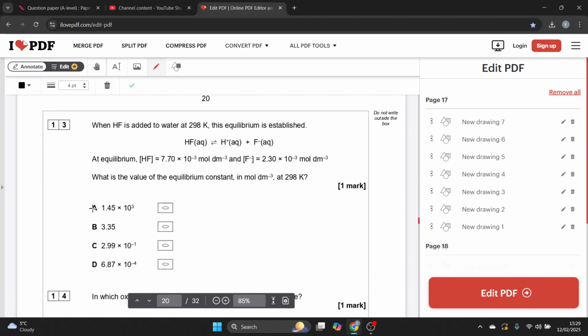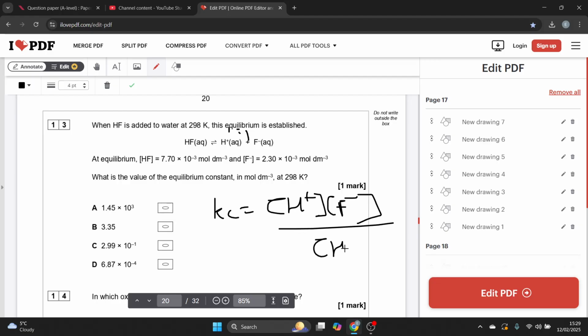Question 13. When HF is added to water at 290 Kelvin, an equilibrium is established. At equilibrium, the concentration of H+ is the same as the concentration of F minus. What is the value of the equilibrium constant? I can see from here that it's 1 to 1. So Kc equals the concentration of H+ times the concentration of F minus, divided by the concentration of HF. But because it's 1 to 1, I can assume the concentration of F minus equals the concentration of H+.